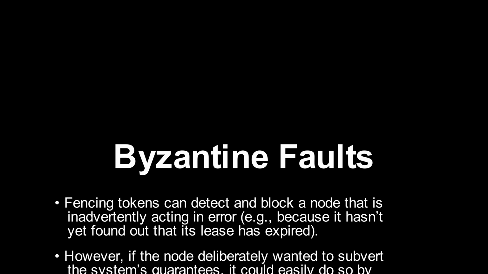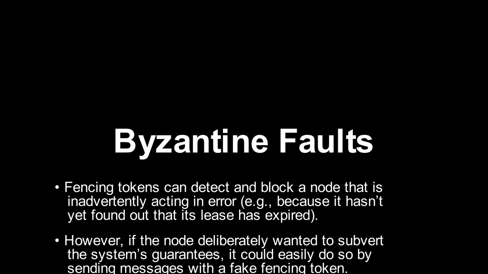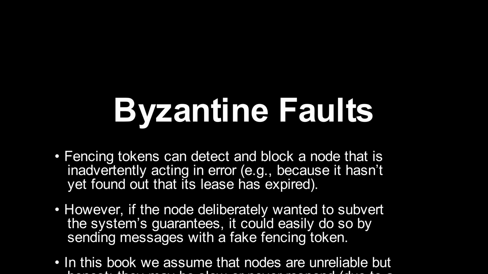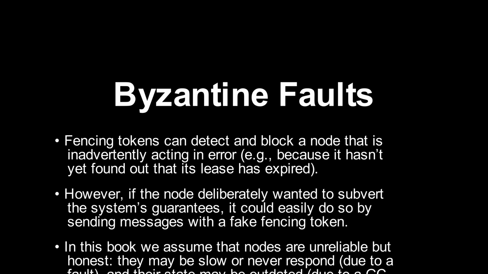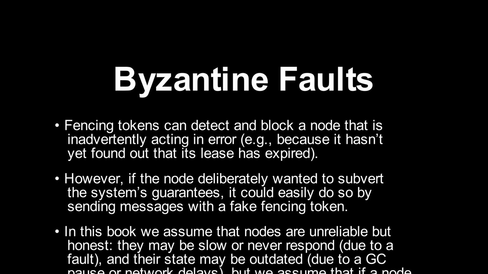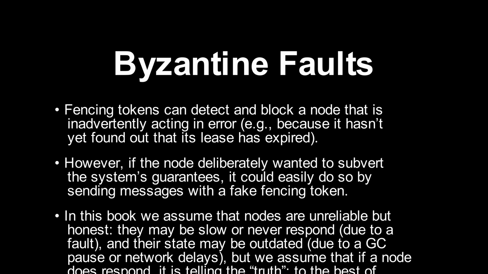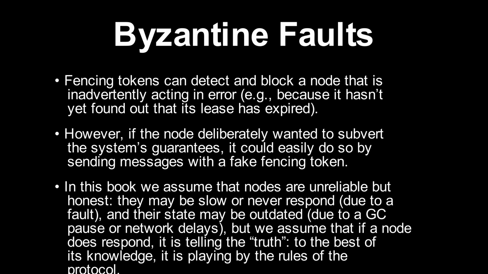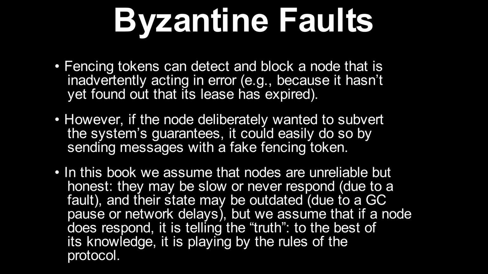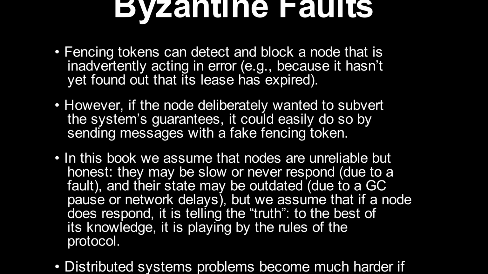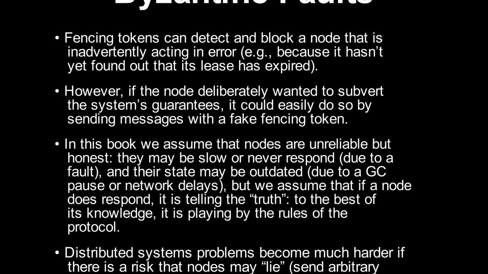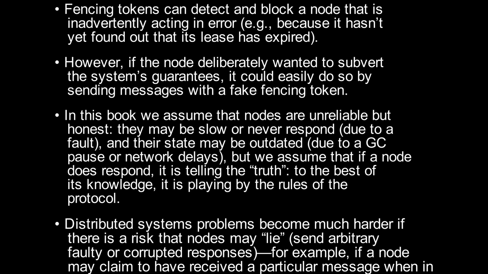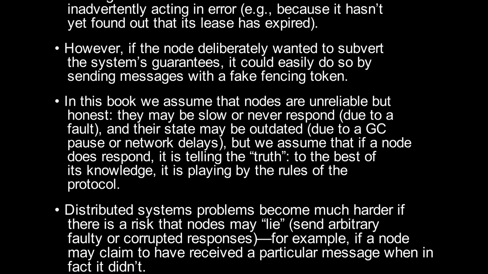Byzantine Faults. Fencing tokens can detect and block a node that is inadvertently acting in error, for example, because it hasn't yet found out that its lease has expired. However, if the node deliberately wanted to subvert the system's guarantees, it could easily do so by sending messages with a fake fencing token. In this book we assume that nodes are unreliable but honest. They may be slow or never respond due to a fault, and their state may be outdated due to a GC pause or network delays. But we assume that if a node does respond, it is telling the truth. To the best of its knowledge, it is playing by the rules of the protocol.